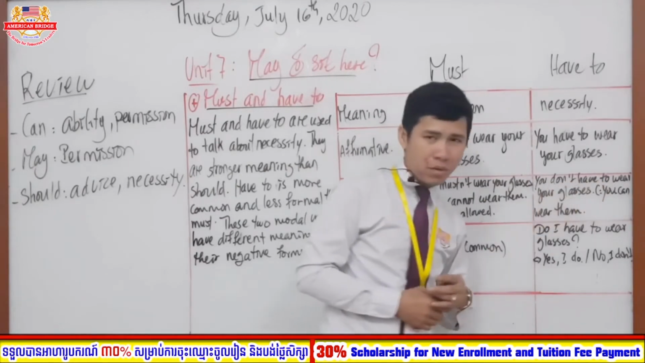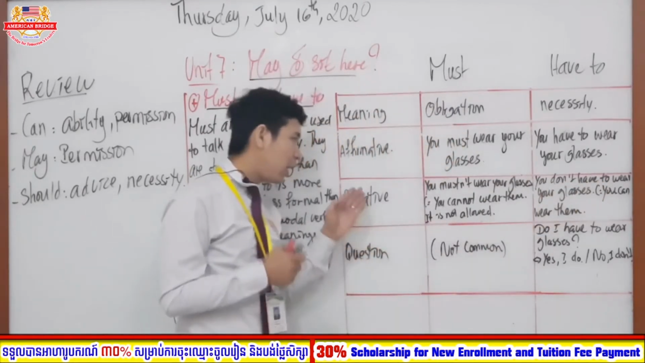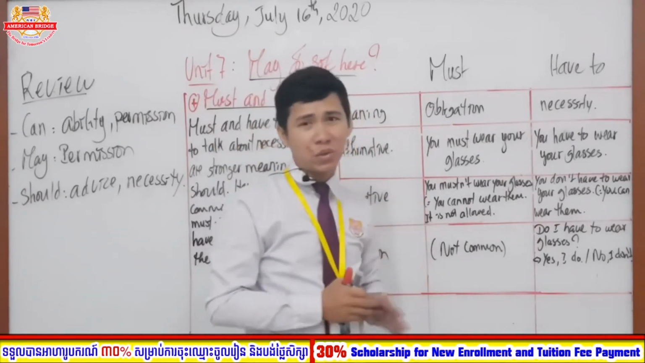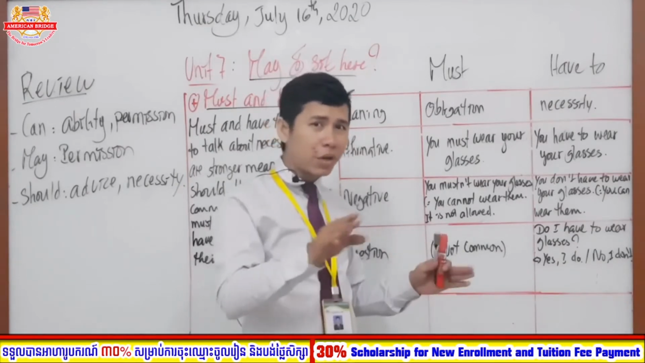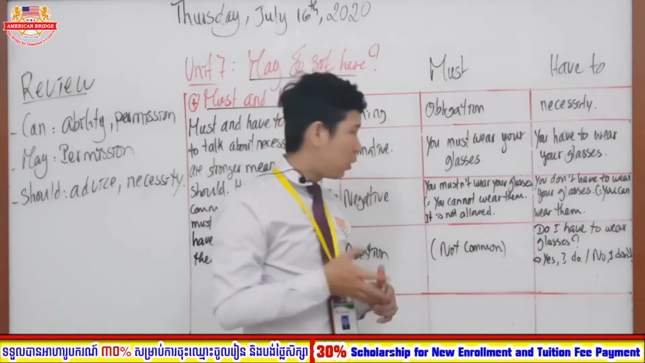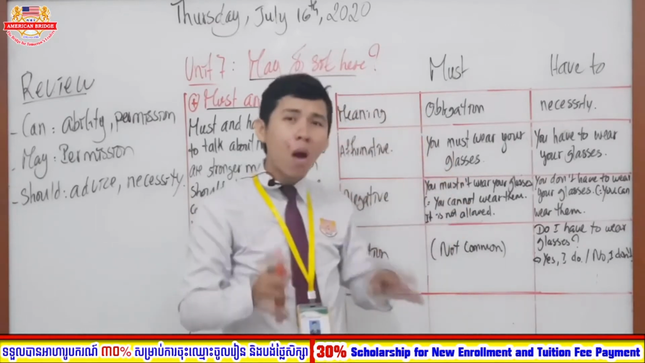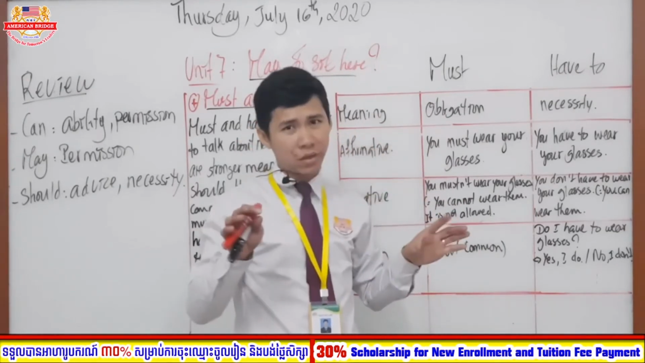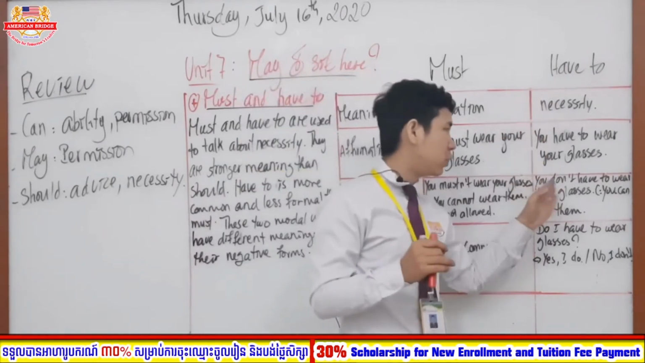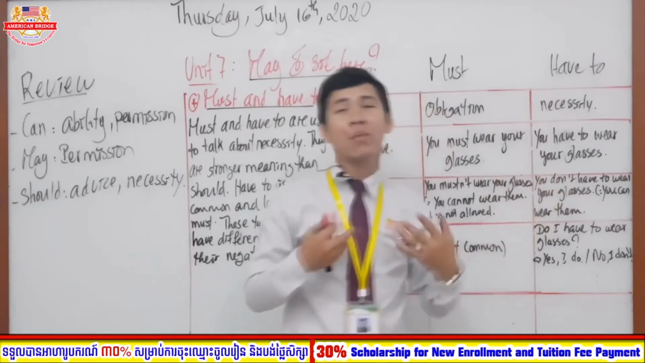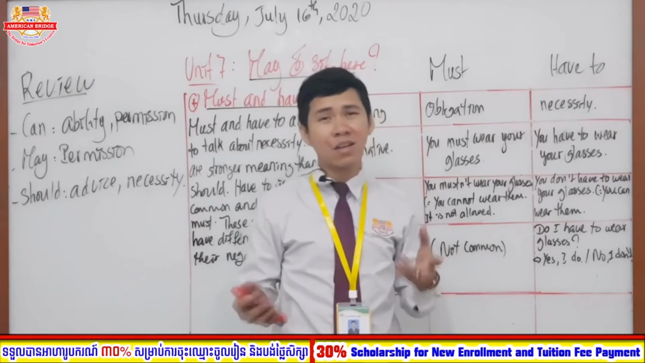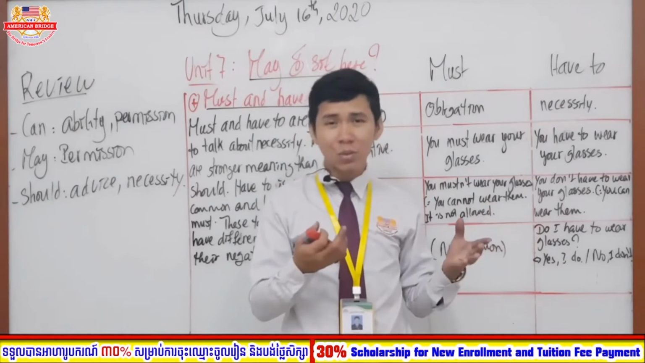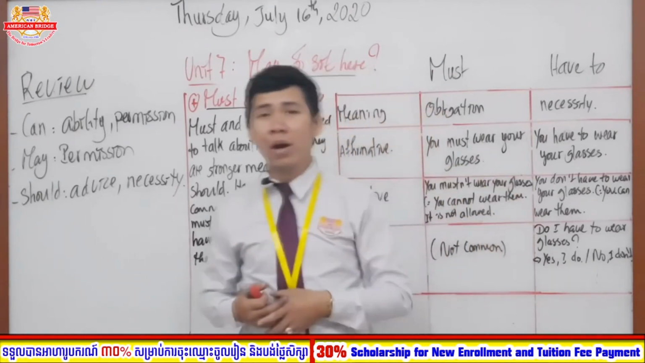You can wear them. So if you use must in a negative statement, it means you are not allowed to do that. If you do it, you are wrong. So it is a strong obligation or a strong necessity that you are not allowed to do it. However, with have to, you don't have to wear your glasses means you can wear them. It depends on your eyes and whether there is a problem. If there is a problem, you have to wear them. So whether you do it or not depends on you yourself.